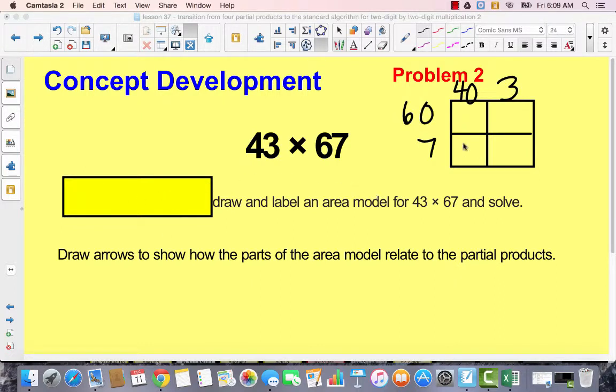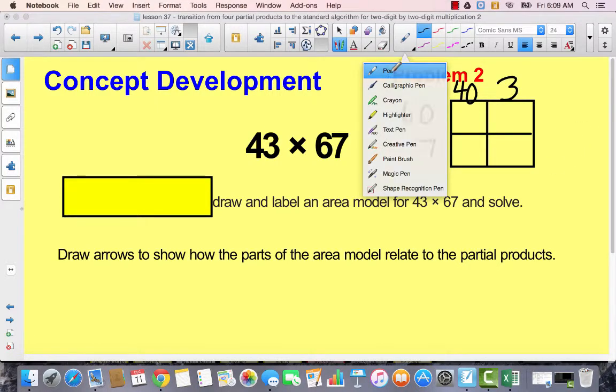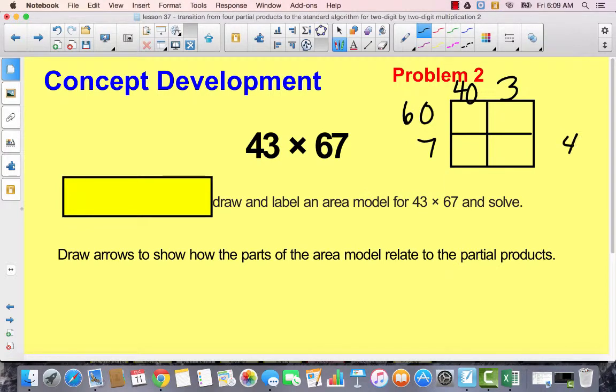43 times 67, and over here you'll see my area model. I took 43 and I took 67. I want you to go ahead and, over here on the right hand side, write our problem like we're going to solve it using partial products. 43 times 67. Pause the video and see if you can solve this problem using what you remember from yesterday. When you get finished, come back and see if you did it correctly.